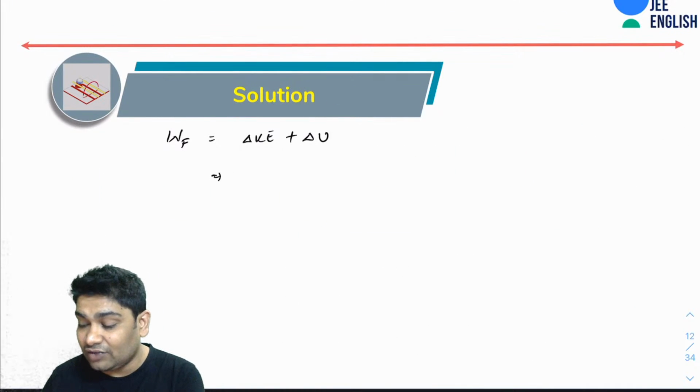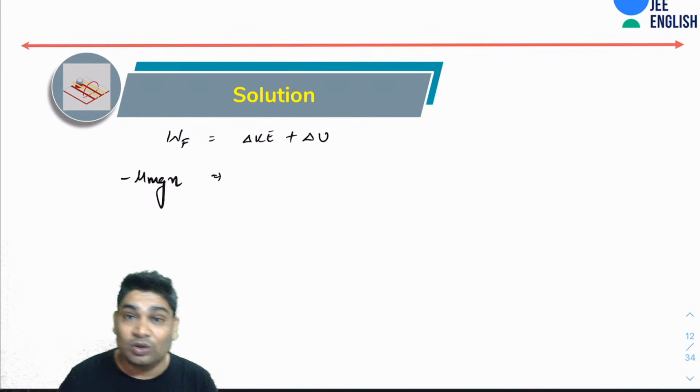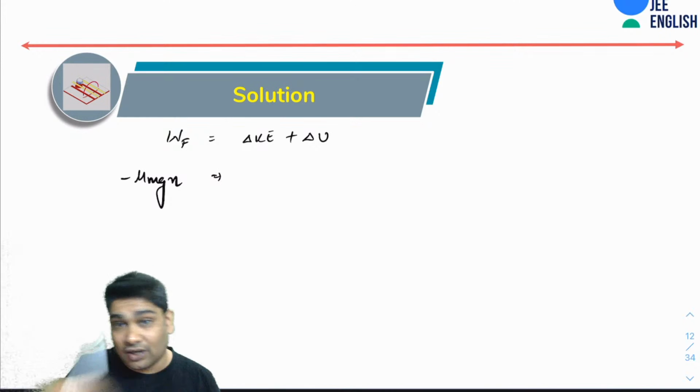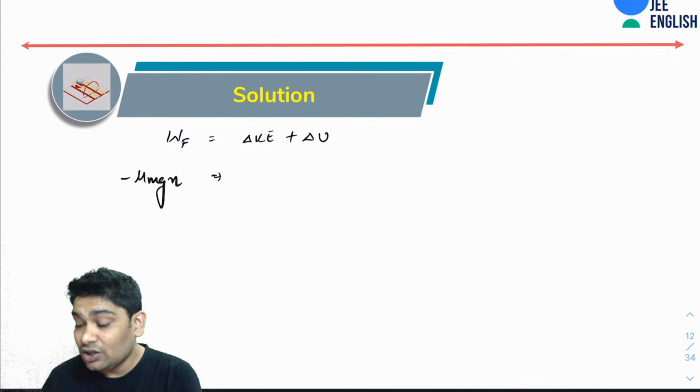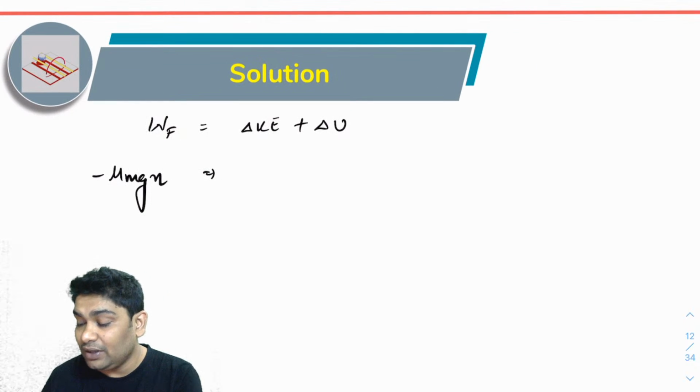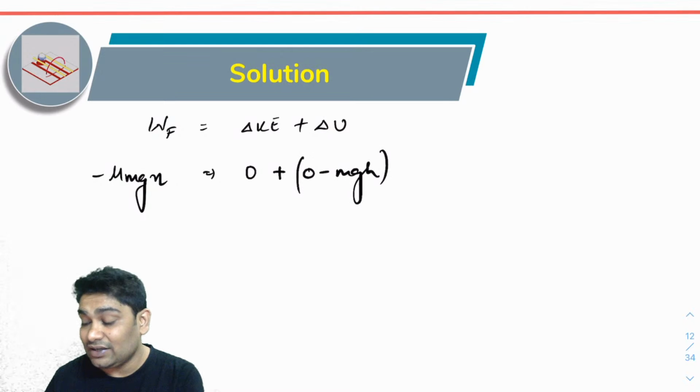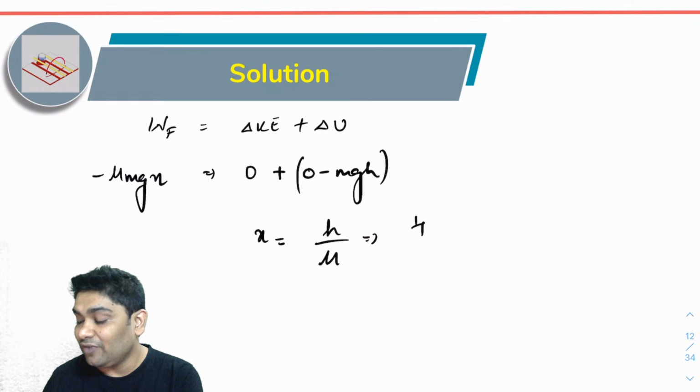So work done by friction would be minus mu mgx. The entire friction would be kinetic in nature because it is already moving. So this will be the work done by friction. It will be 0 plus 0 minus mgh. So that is how you calculate this. This will tell you that x is nothing but h over mu, which would be 4 over 0.1.